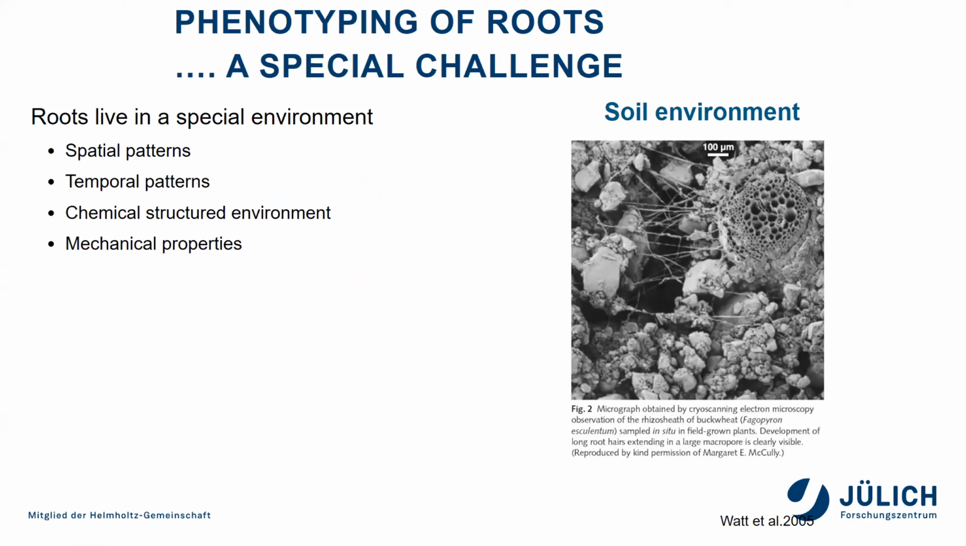I just had a number of meetings in the last few weeks with breeders where they essentially said, I would like to have drought-resistant roots, and I can just tell you this is not easy. There are many different droughts and many different adaptations, and it's a very tight interaction with the environment. And roots live in a very special environment, which is not only special with respect to spatial and temporal patterns, it's a chemically structured environment. There are a lot of mechanical properties there, which makes it quite different from above ground.